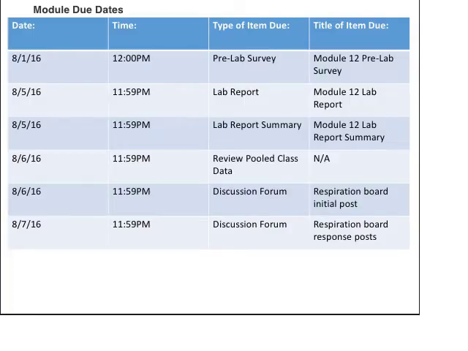The due dates and deliverables are listed here. Remember to refer to the Canvas due dates and deliverables so that you submit your material on time and are able to get full credit.